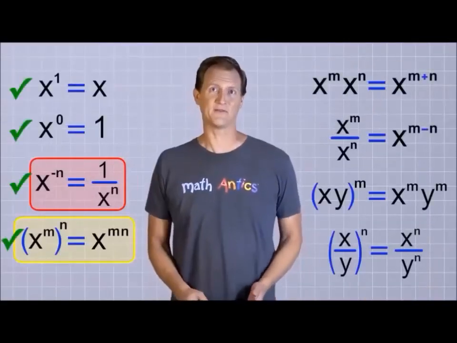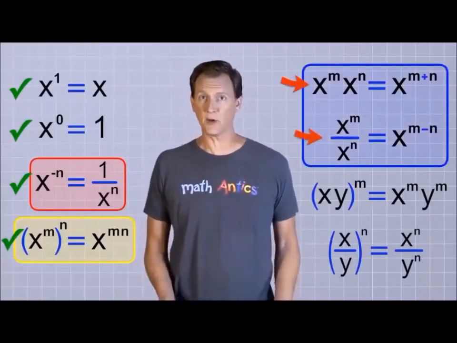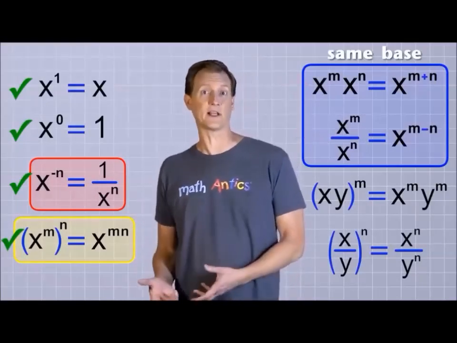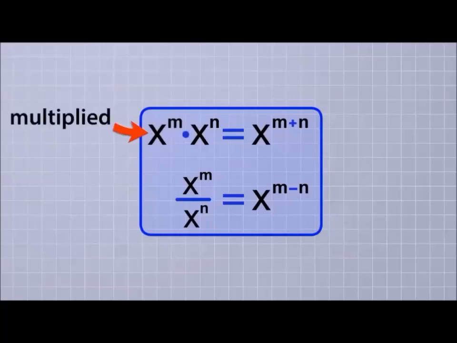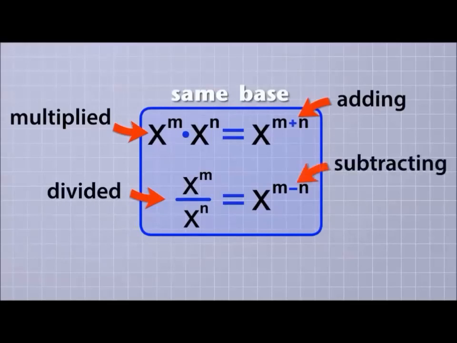Okay, we're halfway through our list of laws, and we're going to look at the next 2 as a set, because they tell us how we can multiply and divide expressions that have the same base. And that's important because we couldn't simplify them to have a single exponent if the bases were different. The first law says that if we have the base x with exponent m being multiplied by the same base x with exponent n, we can combine them simply by adding the exponents together. And the second law says if we have the base x with exponent m being divided by the same base x with exponent n, we can combine them simply by subtracting the exponents.